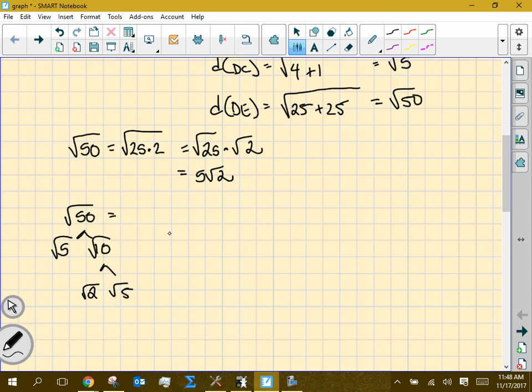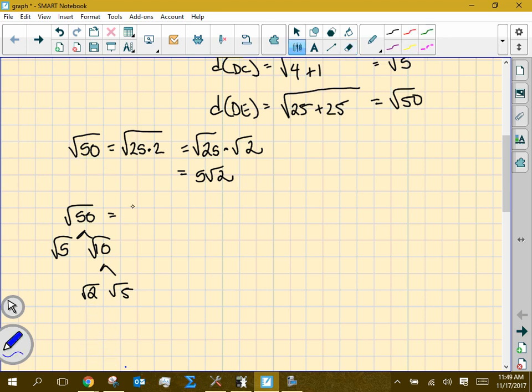Okay? So what happens then is that we call this the prime factorization because all of these numbers are prime. 2, 5, and 5 are prime numbers. And we stop at that point because if we kept going, 2 goes to 1 and 2, right? And would I ever stop? No. So you stop at prime numbers, okay?